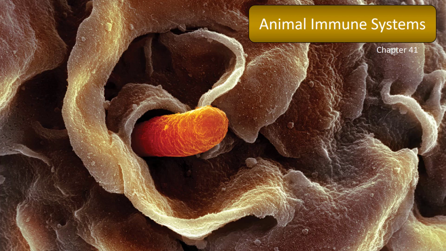Welcome to the first of 2 lectures on the topic of animal immune systems. As our body's main line of defense, the immune system keeps watch against harmful pathogens. As pathogens evolve new strategies, the immune system in turn evolves new responses. The result of this evolutionary back and forth is an elaborate and sophisticated immune system.